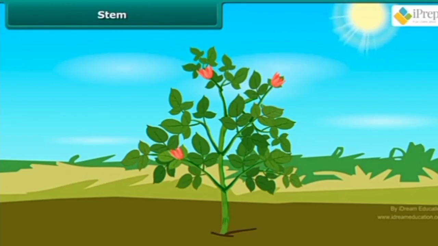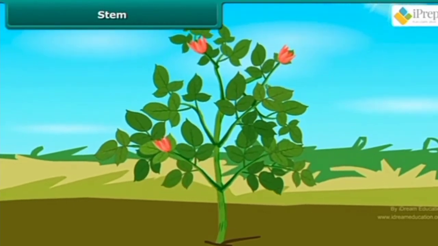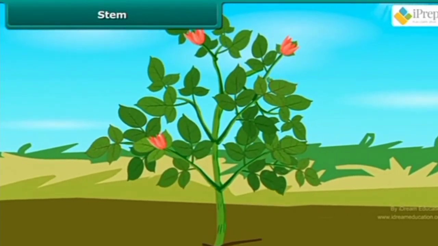Another important part of the plant body is the stem. The stem forms the main axis of the plant body, which grows towards light and away from gravity. It holds the plant body upright. It bears leaves, flowers, and fruits and exposes them to sunlight and air.